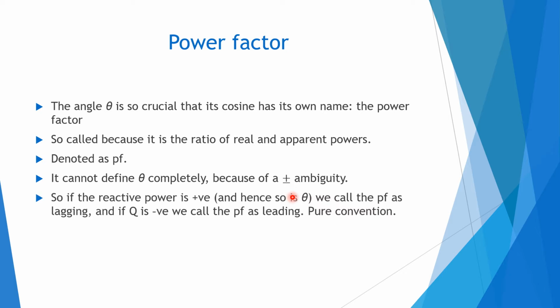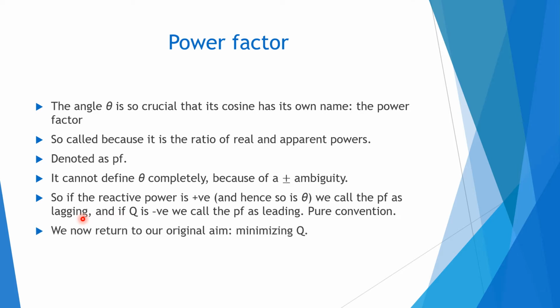To remove that ambiguity, we say that if theta is positive, we call the PF a lagging PF. If it is negative, we call it a leading PF. So since sin theta was proportional to Q, we can sometimes say that if the reactive power is positive, the power factor is lagging, and vice versa.